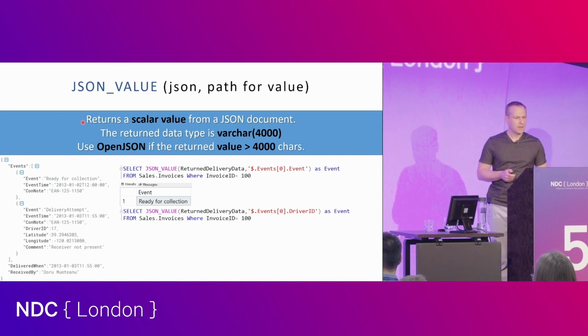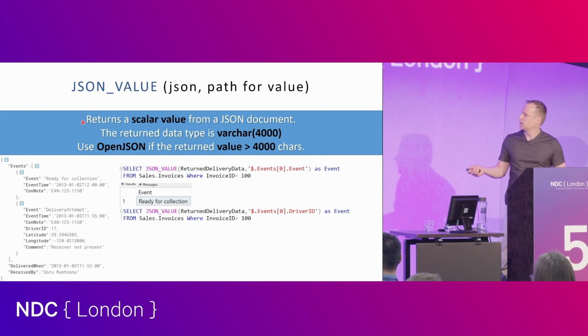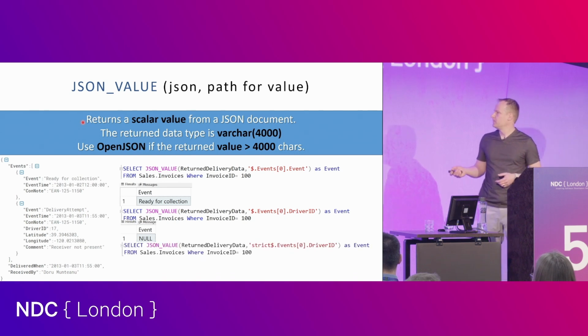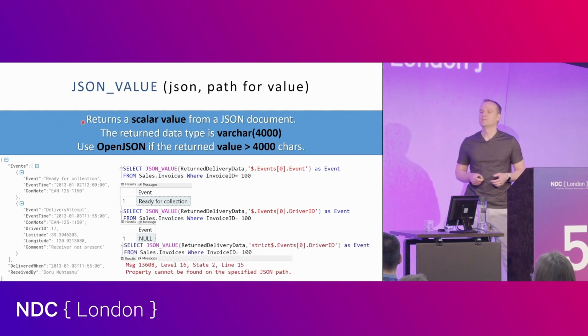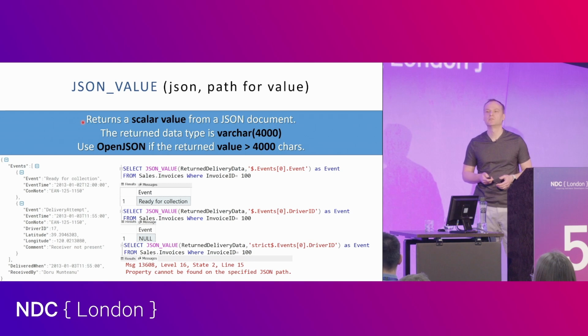Next one, as you can see, I am looking for driver ID. And driver ID is actually in the second array, not the first one. So this one is going to return null because it's lax mode by default. But if I'm going to actually use strict for the same one, then I'm going to see an error. SQL Server is going to throw the error because I'm using strict, and it needs to exist for it to get returned.